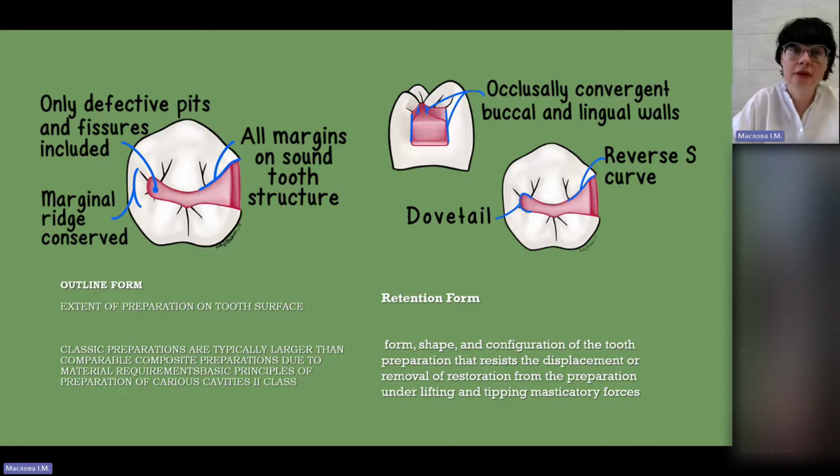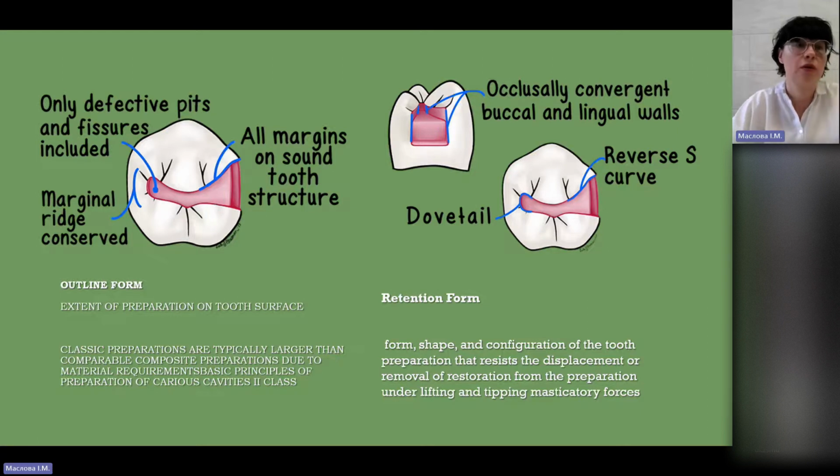A more difficult class for visualization and for preparation is class 2. Very interesting class for treatment, but you have to know what you have to do and it will be simple for you. Outline form for the second class means extent of preparation on tooth surface. Classic preparations are typically larger than comparable composite preparations due to material requirement, the basic principle of preparation of a carious cavity, second class.